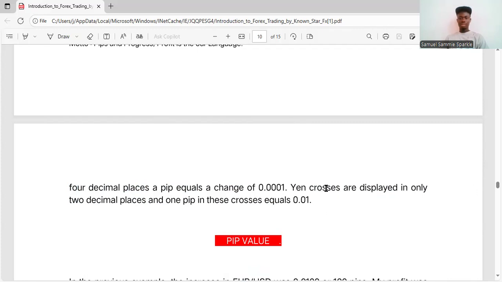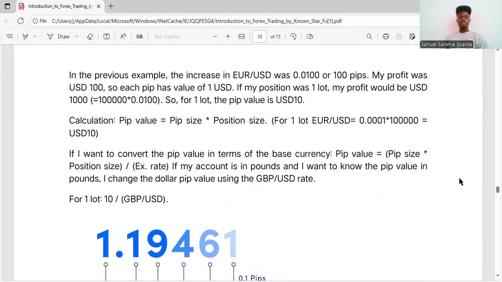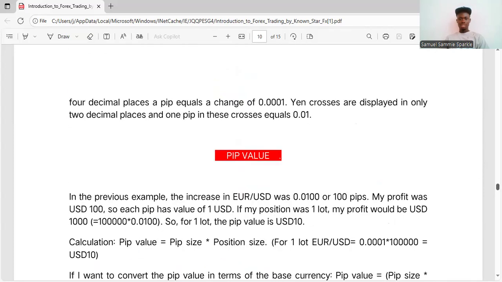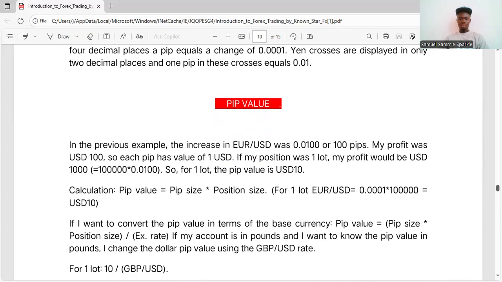Now, what of pip value? In the previous example, the increase in euro US dollar was 0.0100 or 100 pips. Now, this is an example, this is 100 pips, right? The profit will be $100. So each pip has a value of $1.